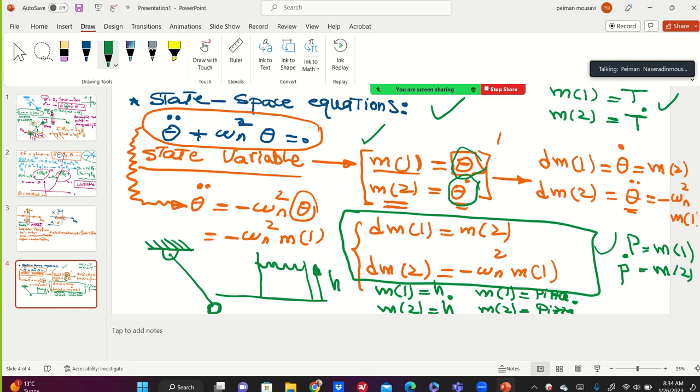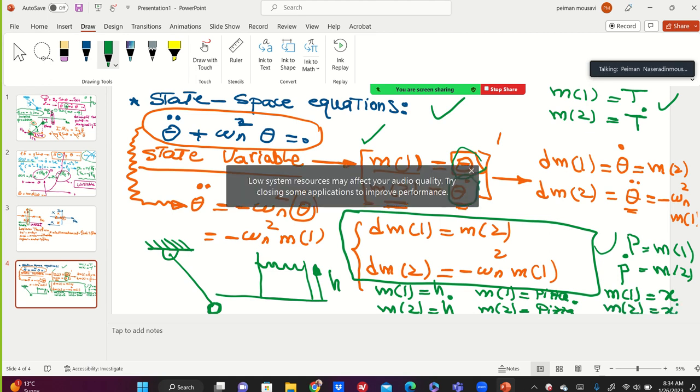So don't say Professor Musawi taught us only theta and theta dot. No. If you are trying to control the position of your car, M1 is going to be x, the position of your car, and M2 is going to be the velocity of your car, x dot. Everybody crystal clear? Good. So, now having the state space equation, can I go to the next page?